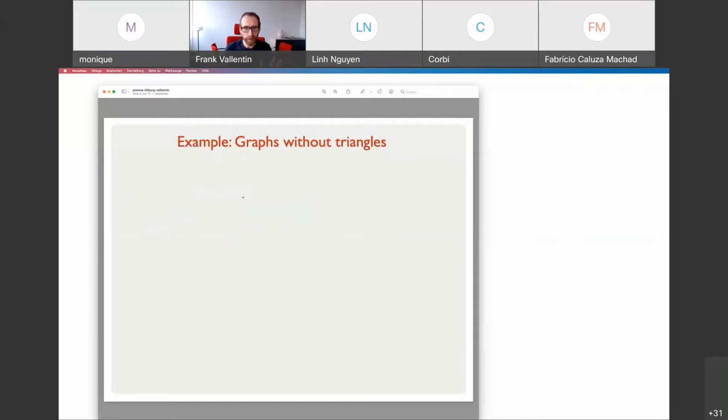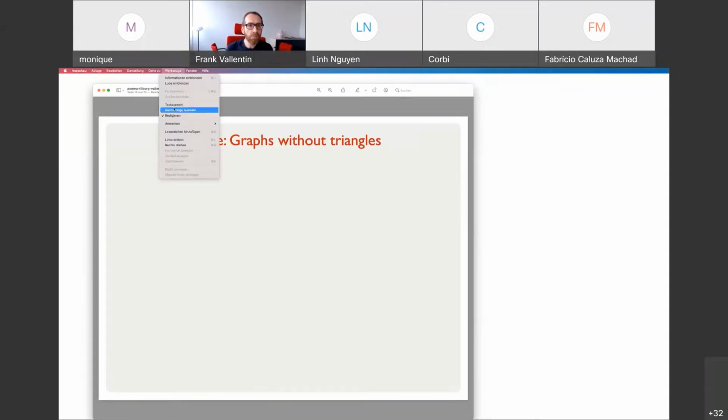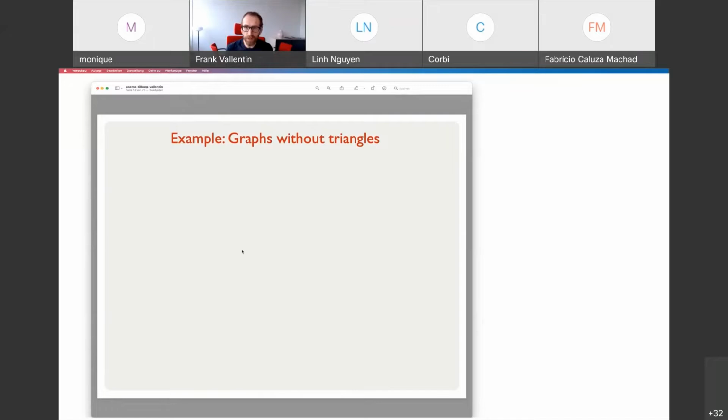Okay, so the example will be that we model the problem of a graph without triangles. It's one of the most basic problems in extremal graph theory, and it comes with the name of Mantel's theorem. But let's model this thing as a hypergraph problem.